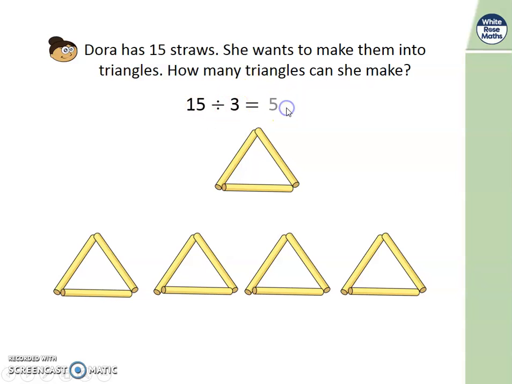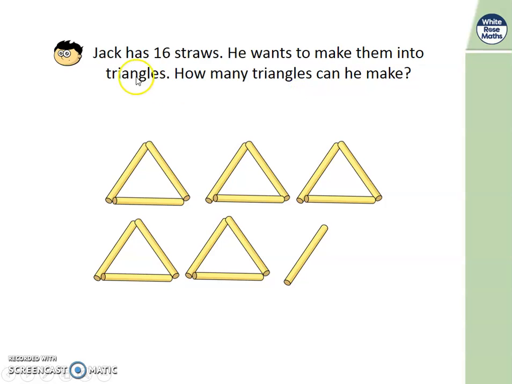15 divided by 3 is 5. Dora can make 5 whole triangles. And Jack has 1 more straw than she had. So therefore he can still make 5 triangles and he will have 1 left over. So he can make 5 triangles as well.